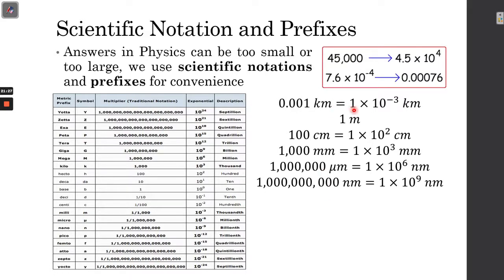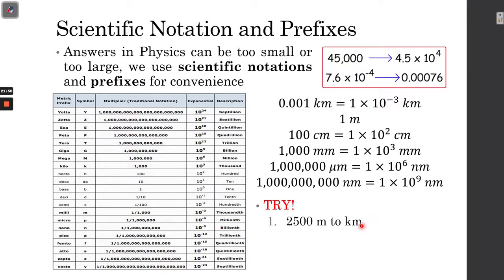So kilo is a multiplier of 1,000, so K. When you hear people say 1K, 2K, we know that's 1,000 because K is a thousand and that's a kilo. K is a multiplier of 1,000. So 1 meter is equal to 0.001 kilometer, and that's 1 times 10 raised to negative 3 kilometers.